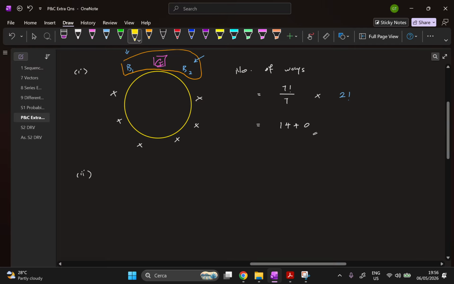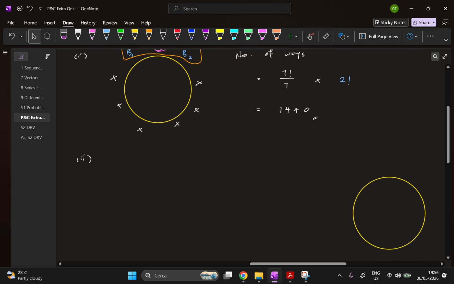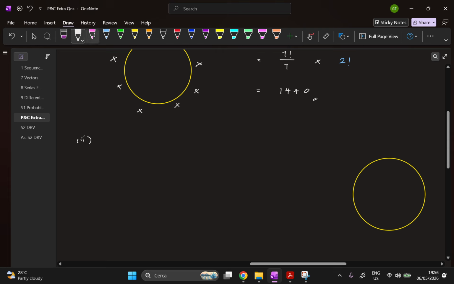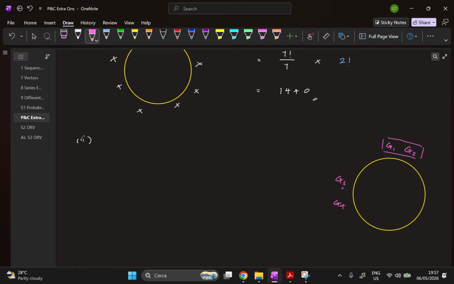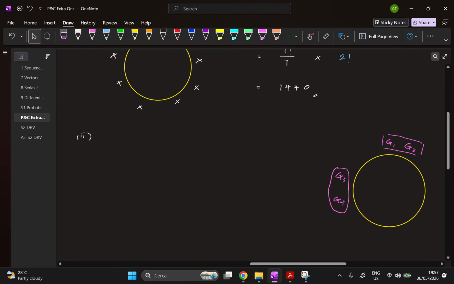That's very ugly. That's better. Okay, so I have 4 girls in total, right? So let us say I want G1 and G2, 2 particular girls. So we'll treat them as one unit here. And then after that, I have G3 and G4, another 2 particular girls. Once again, box these two, treat them as one unit because they have to be seated in pairs. So each pair must move together.